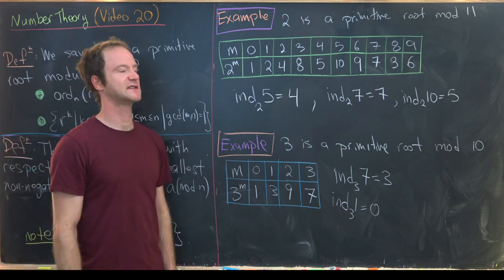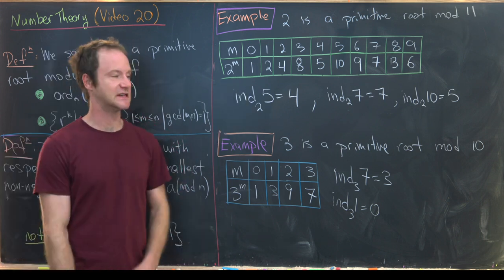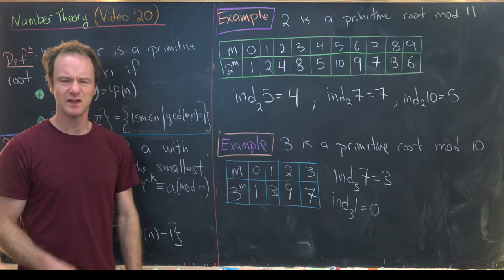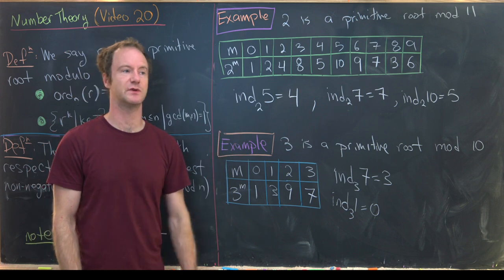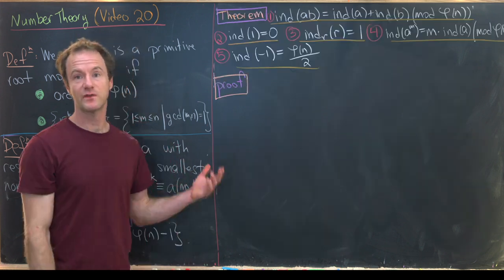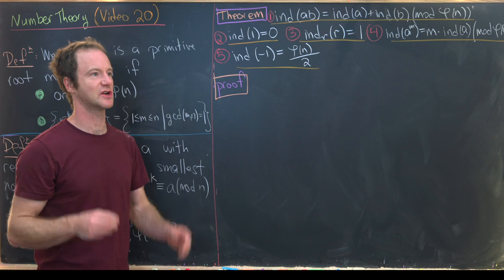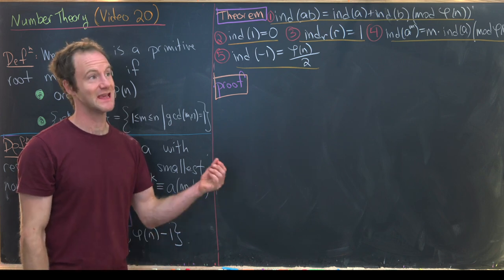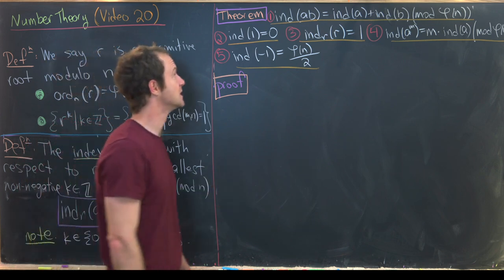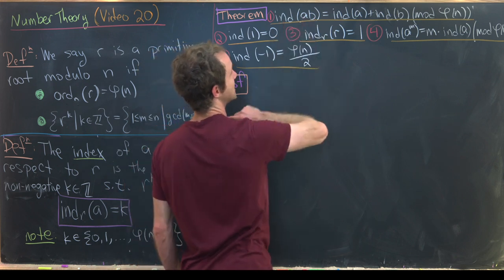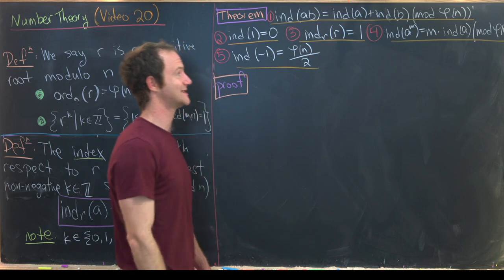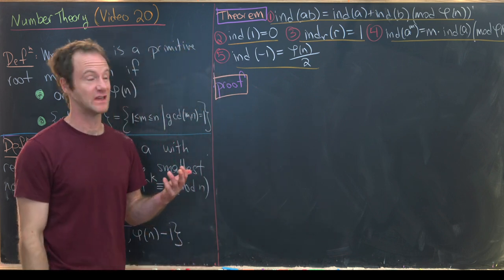So now that we've looked at some examples, getting an idea for how the index works, let's prove a nice result that draws a parallel between the index and the logarithm. So let's look at this theorem. The first is that the index of a times b is equal to the index of a plus the index of b mod phi of n.